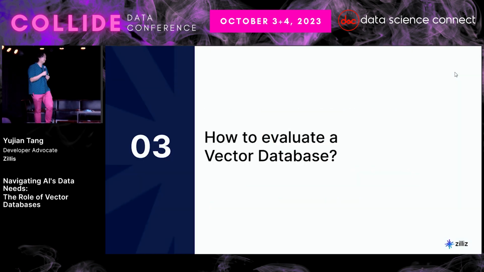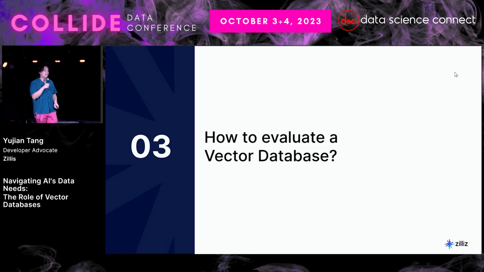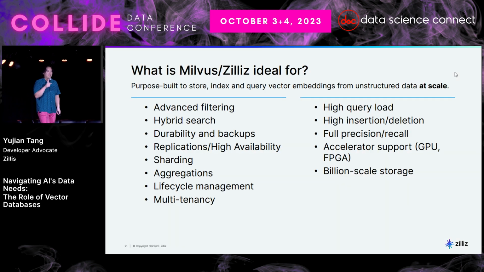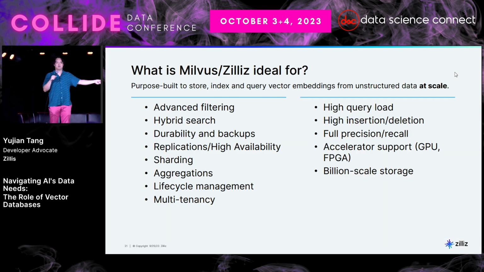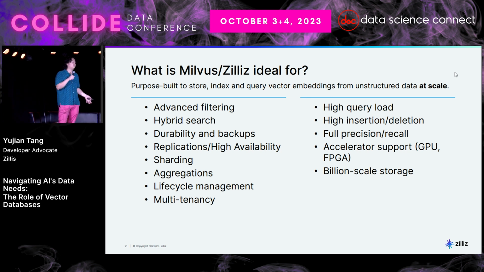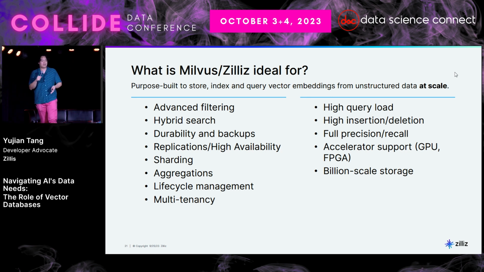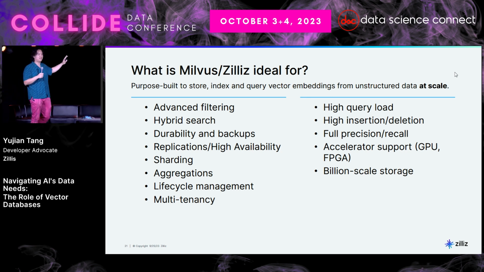That was too easy. How do you evaluate a vector database? Okay, so this is where I'm going to plug Zilliz/Milvus. This is the company that I work at, right? We are purpose-built to store, index, and query vector embeddings from unstructured data at scale. So the at scale, the little bold part that I have written over there, that is the thing that we are the niche at. You really start to see performance differences once you hit 1 million or 10 million vectors.